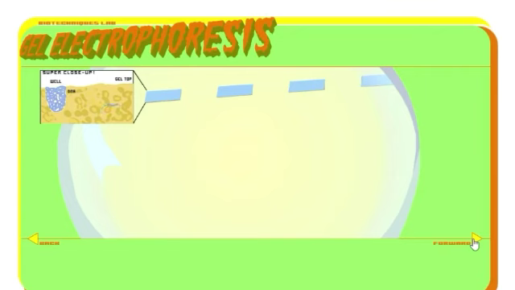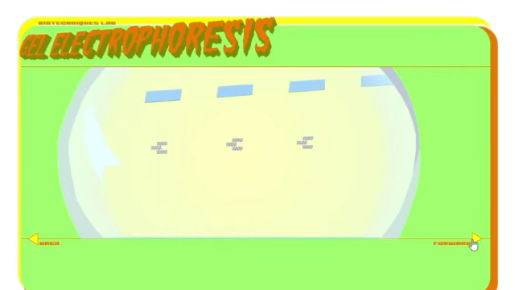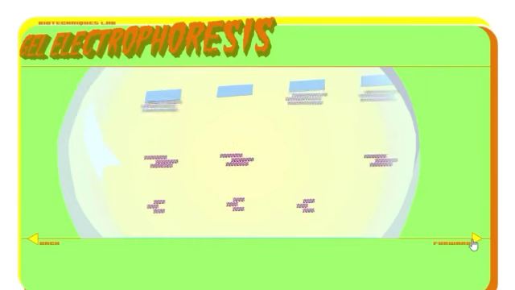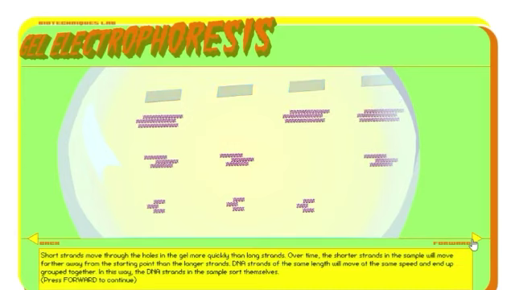At this point, short strands move through the holes in the gel more quickly than long strands. Over time, the shorter strands in the sample will move farther away from the starting point than the longer strands. DNA strands of the same length will move at the same speed and end up grouped together. In this way, the DNA strands in the sample sort themselves.